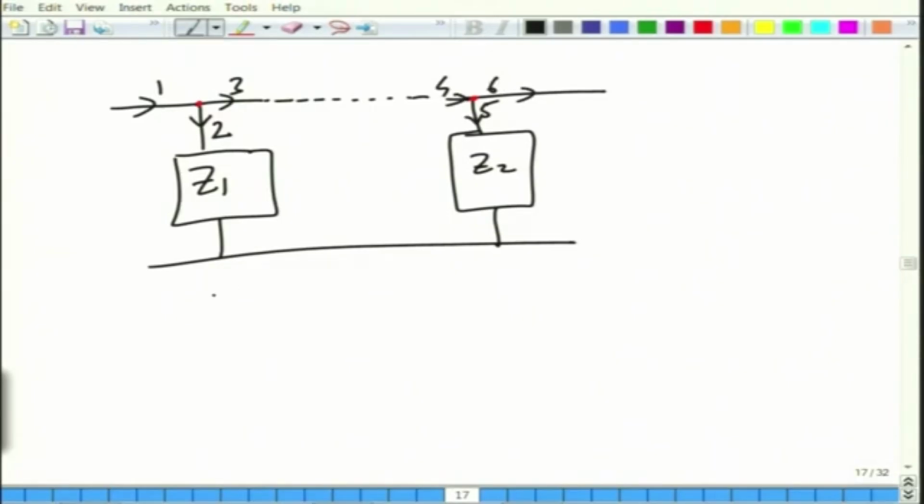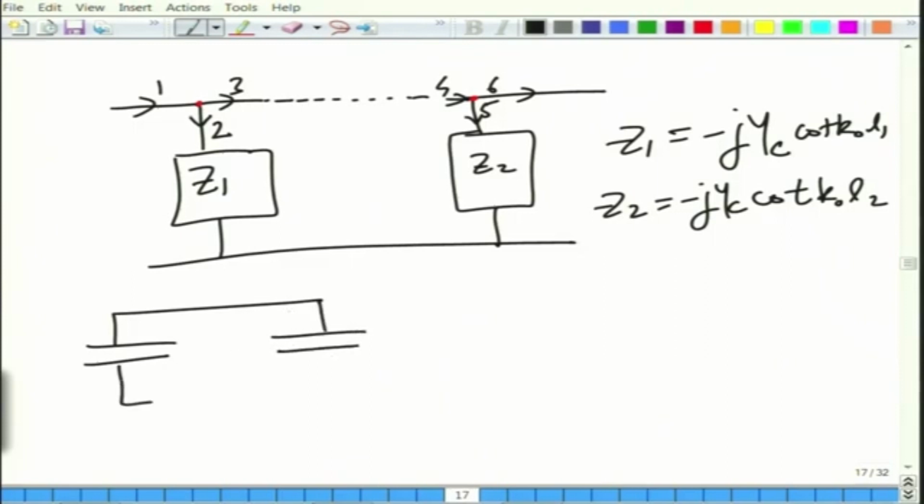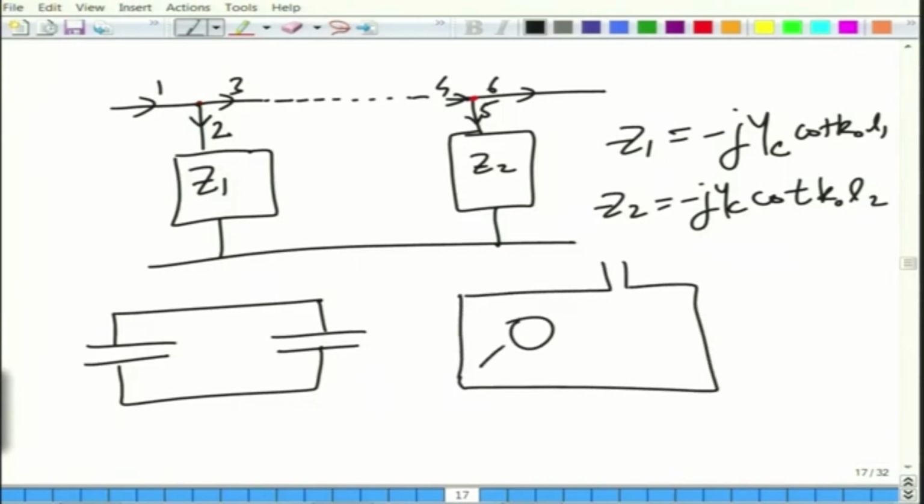So, Z1 is nothing but typically minus jY chamber cot of k0 L1 and Z2 is minus jY chamber times cot of k0 L2. So, you get such a thing. This models both the system shown here as well as the system shown here, with side inlet and side outlet. So, this basically models both as far as plane wave propagation is concerned.